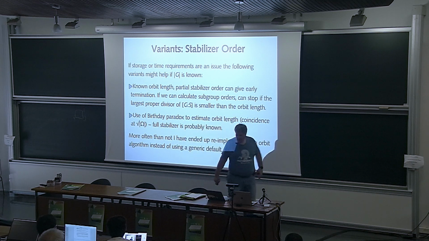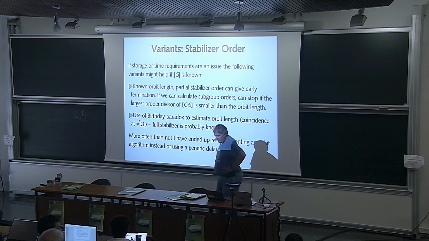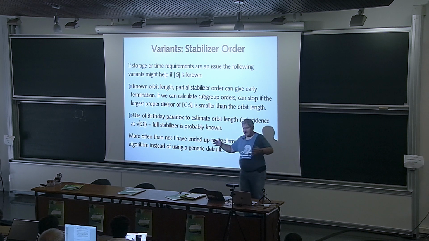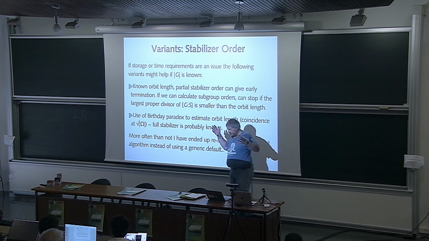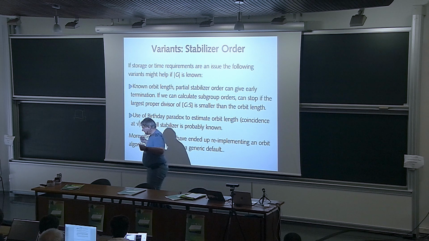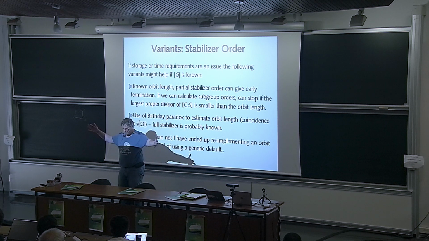And how can this be used? For example, let's assume we know the order of the group, and we can calculate orders of subgroups. If we calculate an orbit, typically what will happen is that we calculate new images. The orbit grows very quickly.